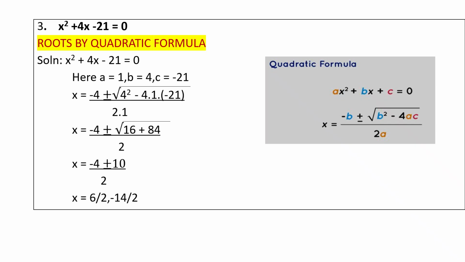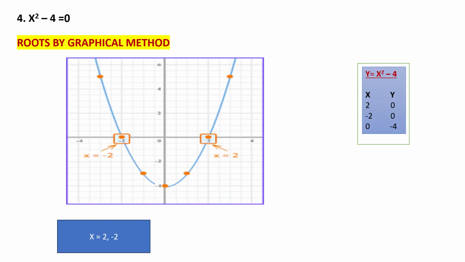Okay. Next is your roots by graphical method. So you have to make the graph. Suppose this is the very simplest equation I have taken. You will calculate the values by putting x equal to 2. You will get y = 0, since 2² - 4 is 0. x = -2, again (-2)² is 4, 4 - 4 is 0. x is 0, so y will be -4. So three to four points you have to find out.